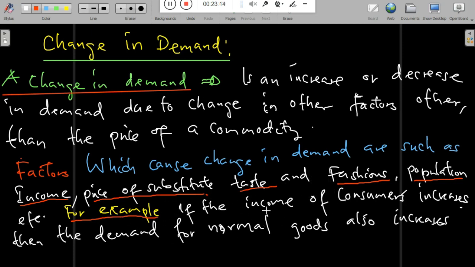Let's now discuss the change in demand. It is an increase or decrease in demand due to change in factors other than the price of the commodity. Factors which cause a change in demand include income, price of substitutes, taste and fashions, population, and so on. For example, if the income of consumers increases, then the demand for a normal good also increases. This means that people are now able to purchase normal goods.